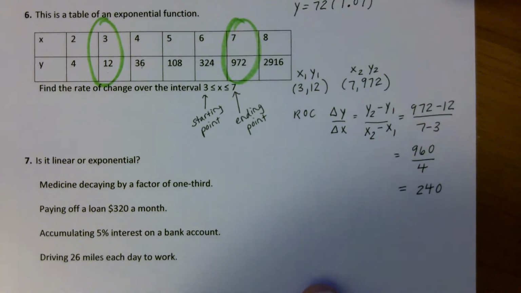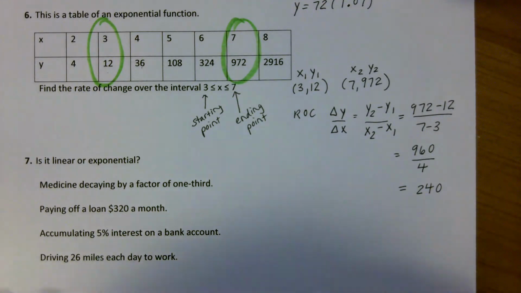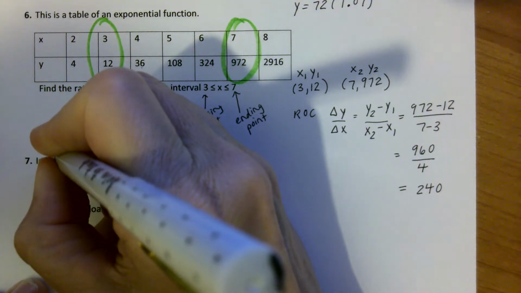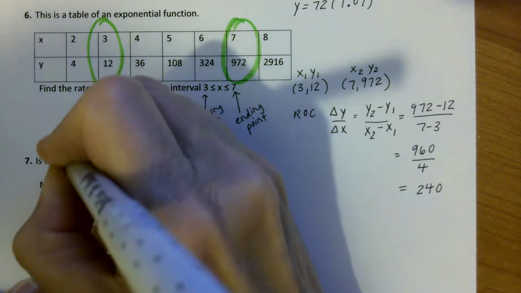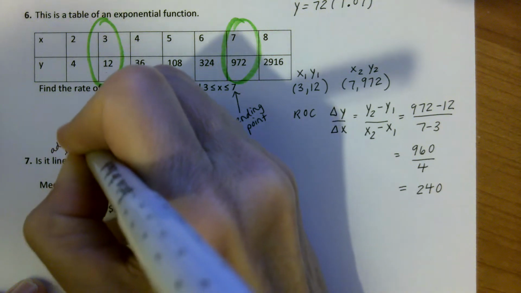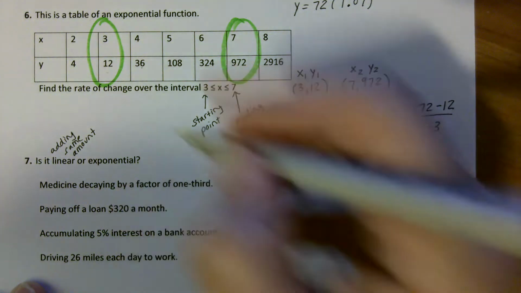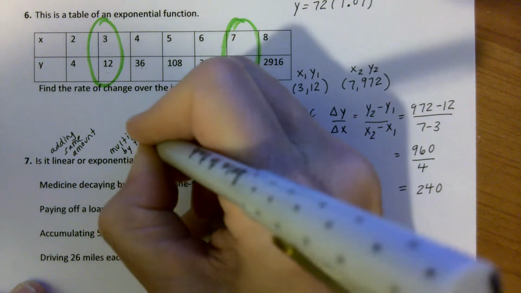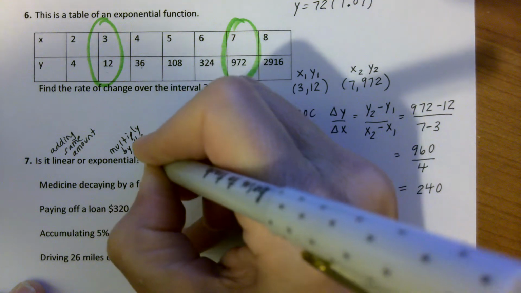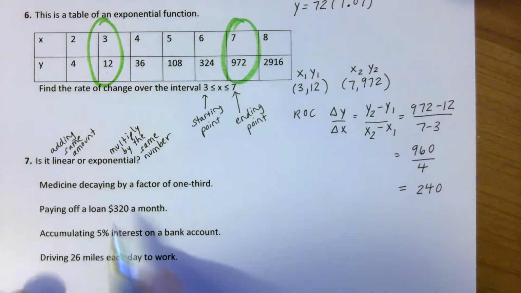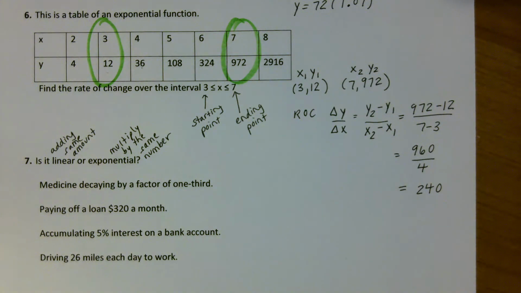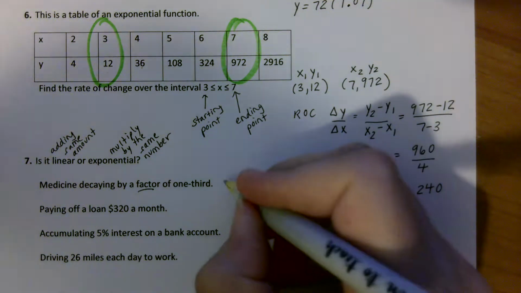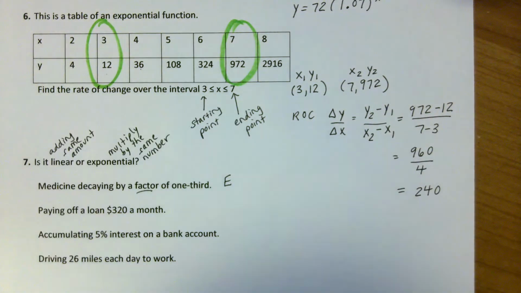All right, and our final question, is it linear or exponential? Remember, linear is when I am adding the same exact number each time. Exponential is when I am multiplying by the same number. Very different things. Okay, medicine decaying by a factor of 1/3. Factor tells me I'm multiplying, so right away this is exponential.